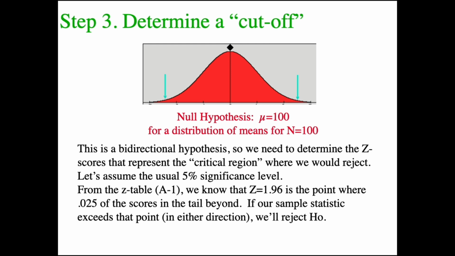And it turns out that if our sample statistic exceeds one of those two points, then we're going to go ahead and reject the H0. But you notice that I've come up with z-scores as the cutoff, and I don't have a z-score yet. All I've got is a mean for the distribution of the means, and a standard deviation for the distribution of the means. But you'll see that that's not that hard to convert to a z-score.